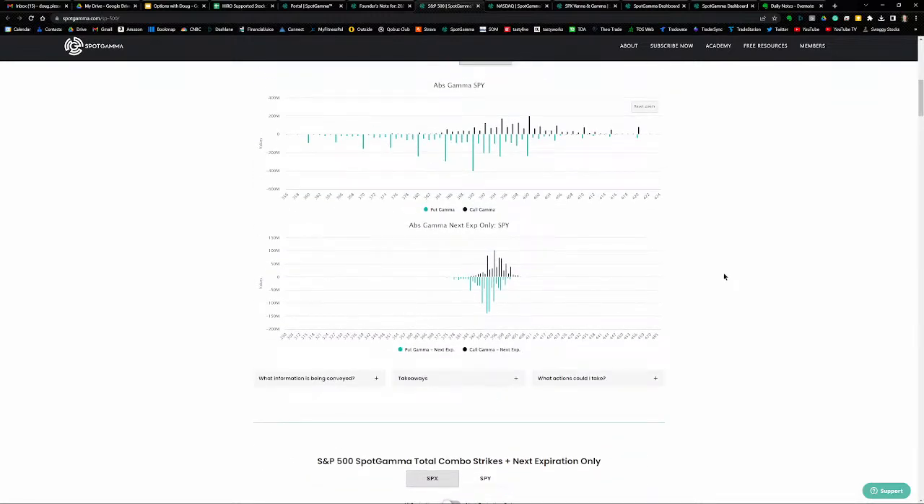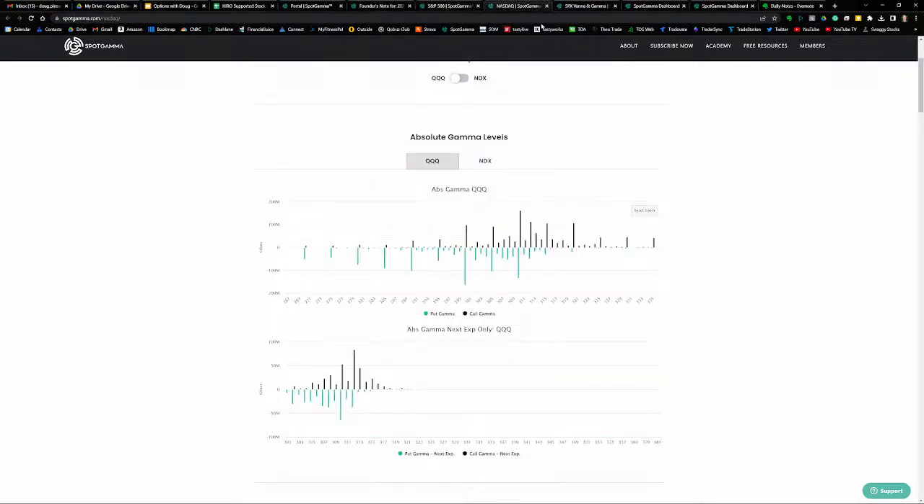Okay, so those are the gamma levels for S&P 500. Let's take a look at NASDAQ. So for NASDAQ, we just look at QQQ. NDX is not significant. So for QQQ, remember the bullish increase in the key daily levels for the past 10 days. And now the 310 level is the key gamma strike. And that is, again, the strike with the largest absolute gamma. And the put wall remains at 285, way down here, the strike with the largest net negative gamma. And then the call wall at 320, the strike with the largest absolute positive gamma.